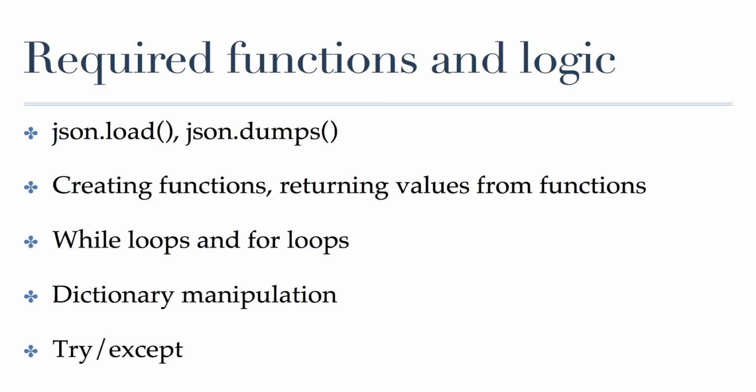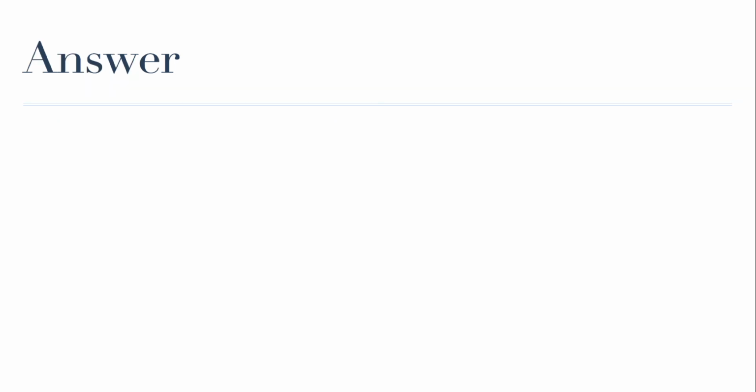You need to use while loops and for loops. We've got a little bit of dictionary manipulation going on here, so you're going to have to know how to build and maintain and augment a dictionary, and there's going to be some try and except in here as well, okay? So with that in mind, guys, let's give you a little moment to try and figure that out, and I'll see you in the answer video.